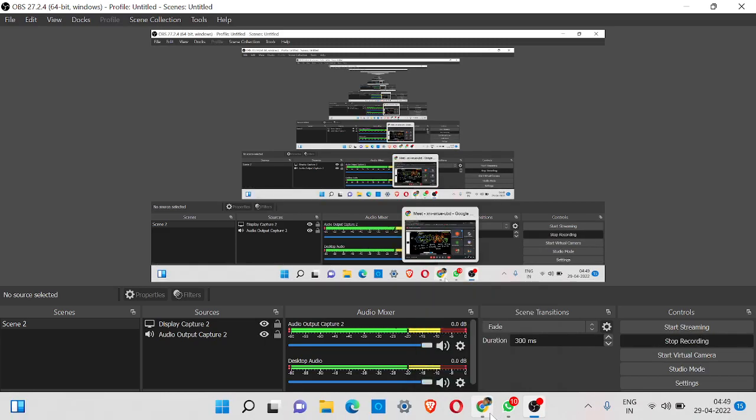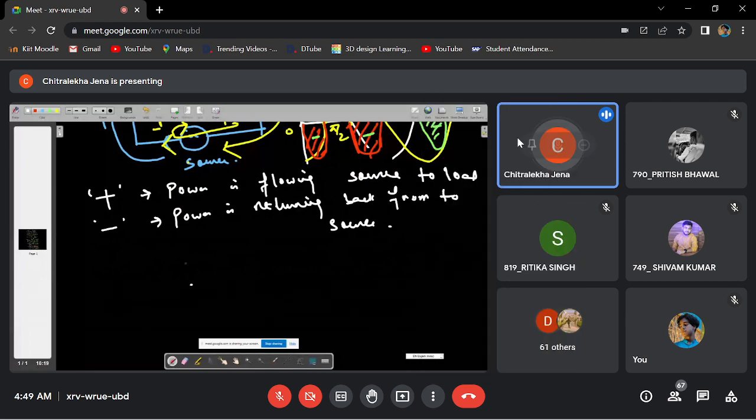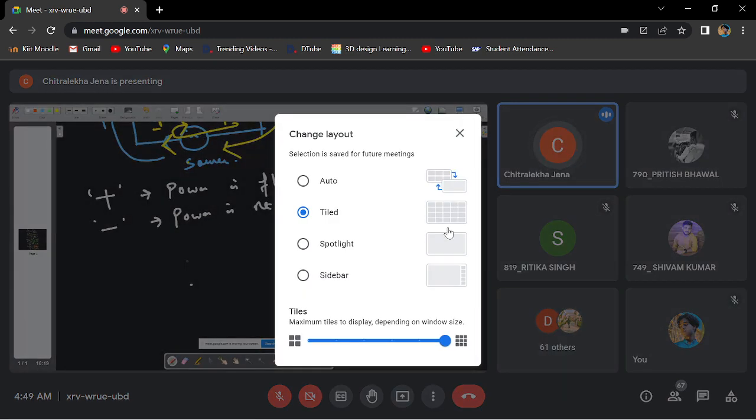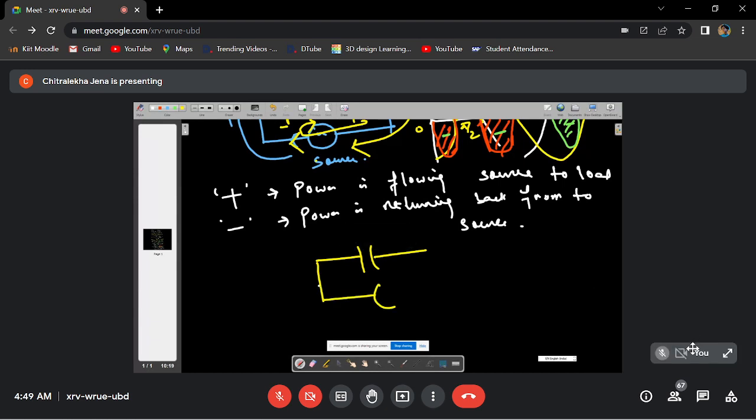Similarly, when you talk about a capacitor, I have already told you about an inductor. In the case of a capacitor, what happens? You give some voltage, what will happen? Tell me.